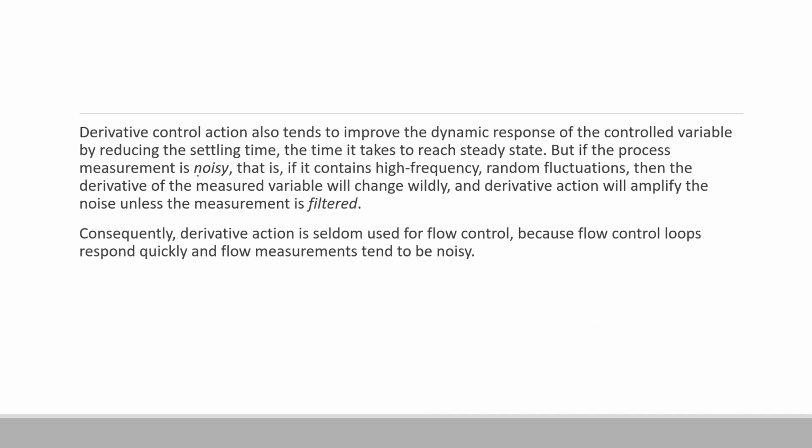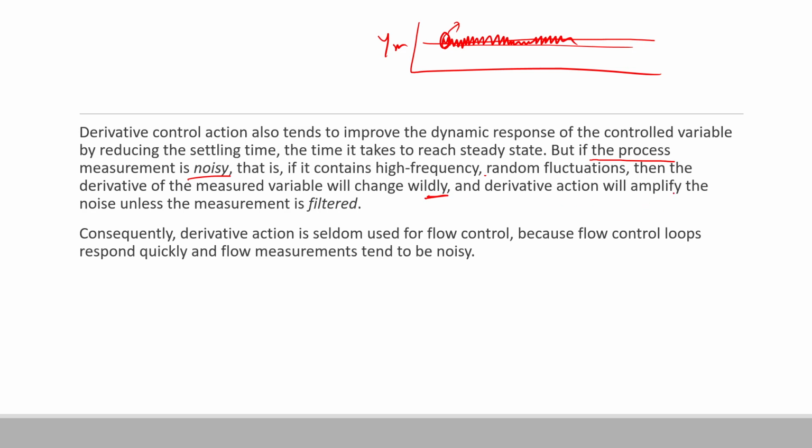Then we have this important point: if the measurement is noisy, that is, it contains high frequency and keeps on fluctuating across a constant point ym, you can see the rate of change of error is very high. However, if we take a look at the longer term, the error is almost constant, but it is just fluctuating. So when the measurements are noisy, that is, they contain high frequency random fluctuation, then the derivative of the measured variable will change widely and the derivative control action will amplify the noise unless the measurement is filtered.